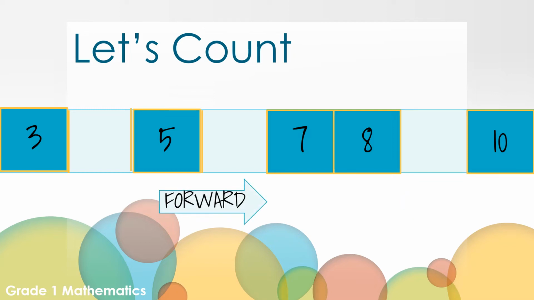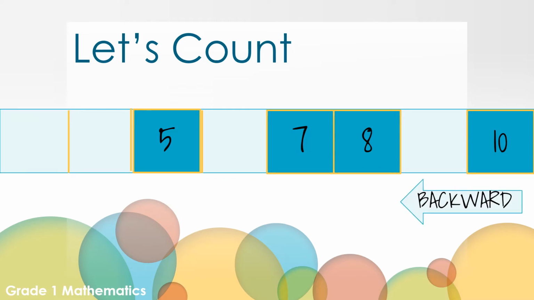Let's count forward. I hid another number. 3, 4, 5, 6, 7, 8, 9, 10. Now let's count backwards. 10, 9, 8, 7, 6, 5, 4, 3. What comes before 3? 2.